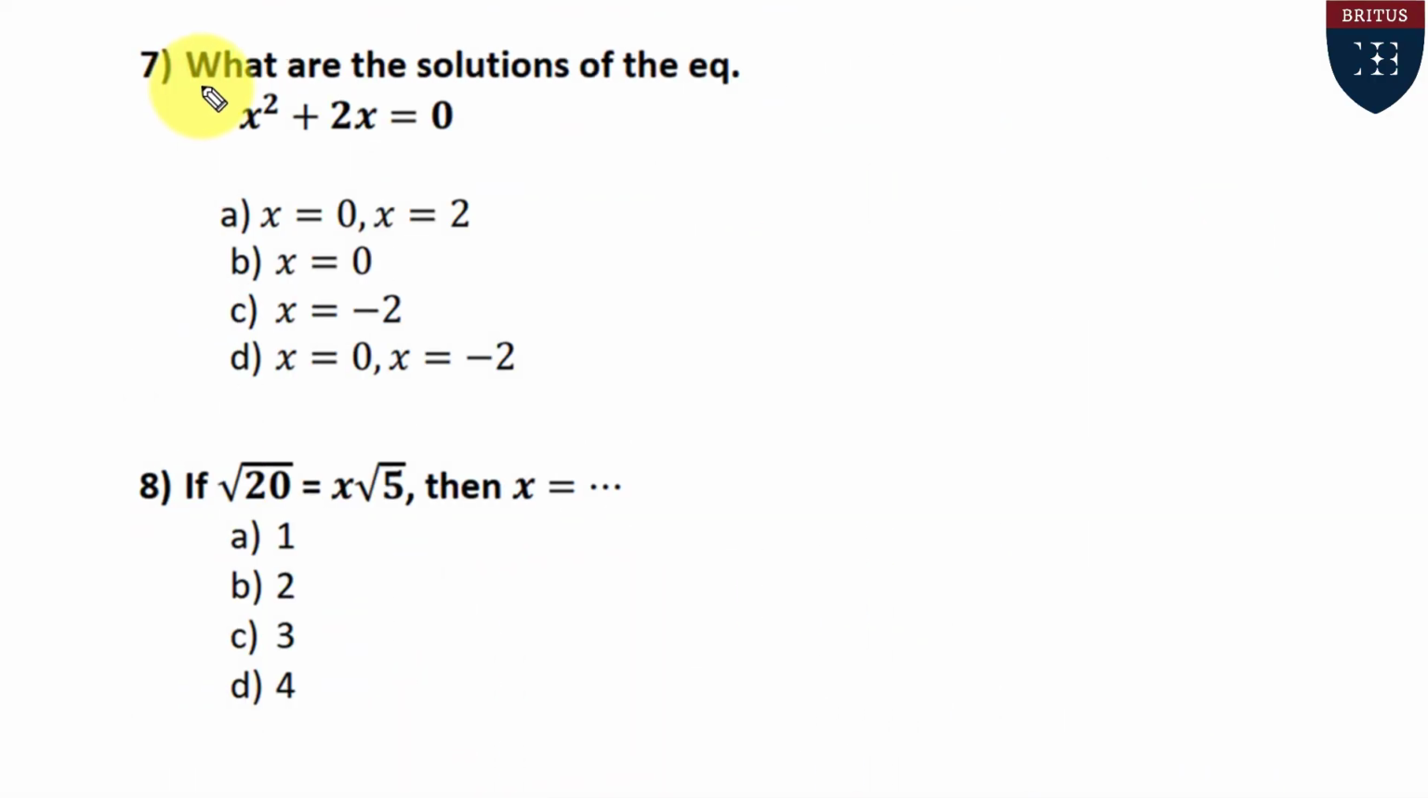Number 7. What are the solutions of the equation? Pay attention to this equation, guys. X squared plus 2x equals 0. We have a common factor which is x. Now the GCF is x. Just write x and open the two parentheses, equals 0. And by division, x squared divided by x equals what? Yes, equals x. Plus 2x divided by x equals 2.